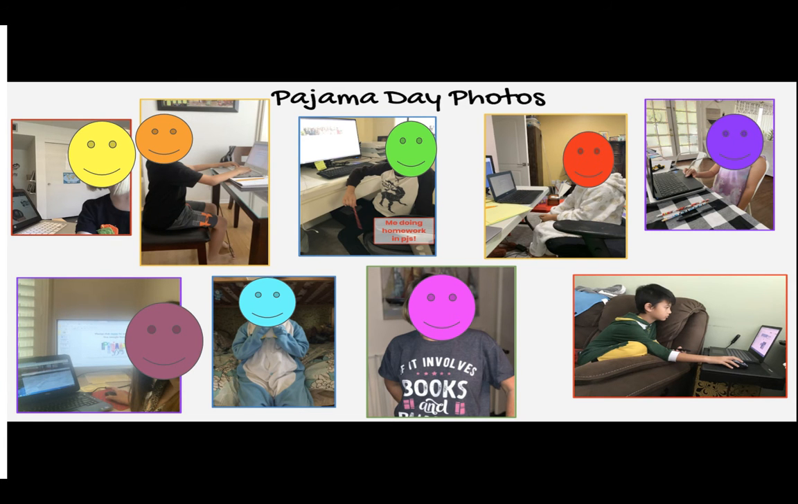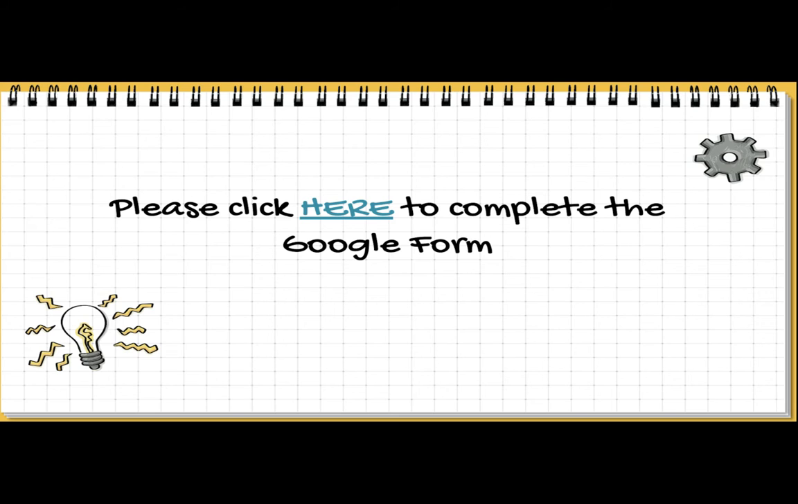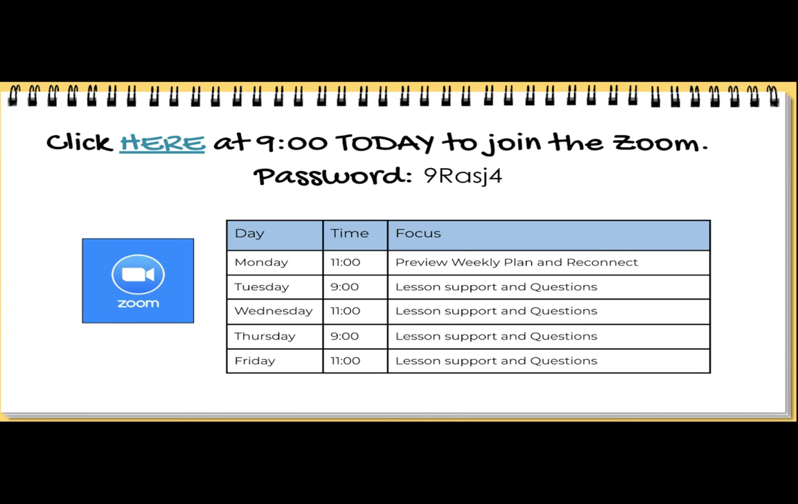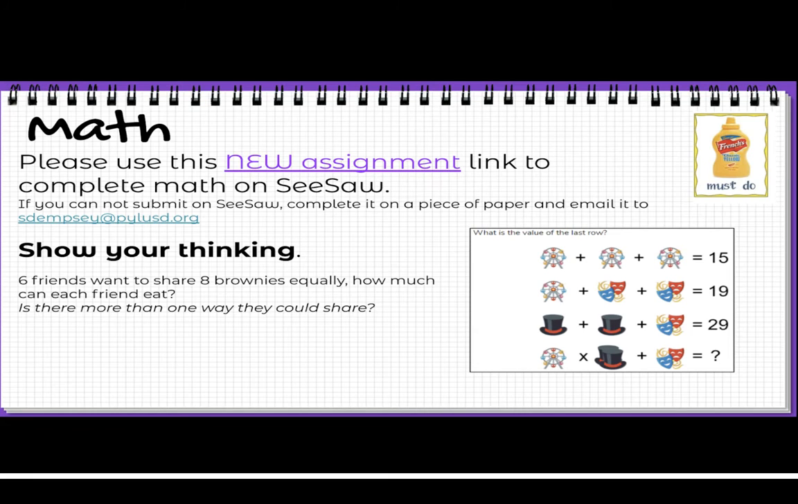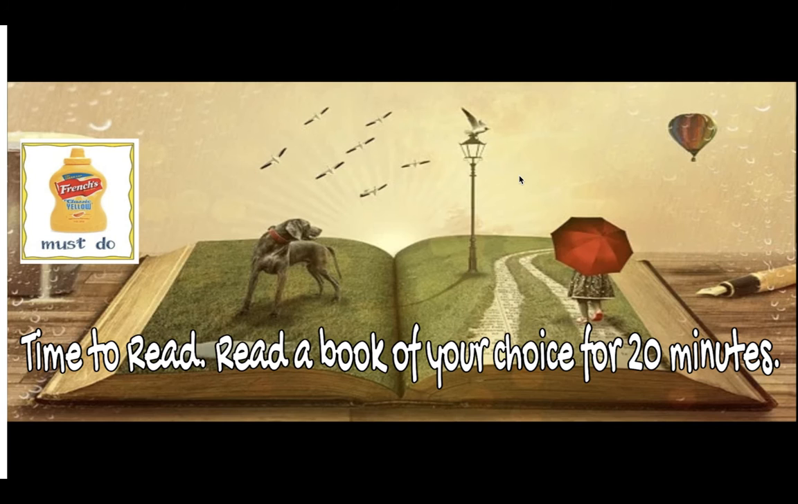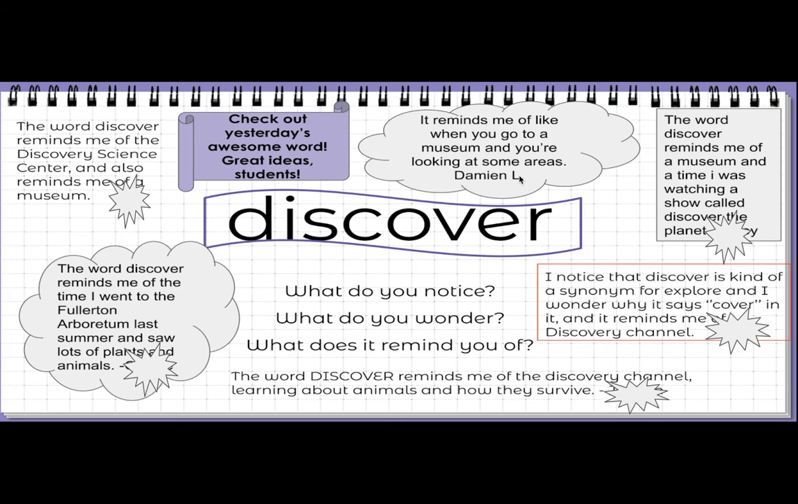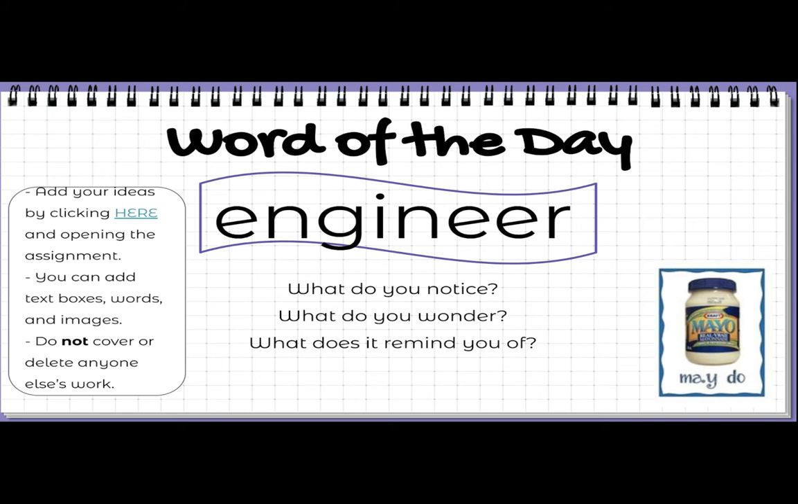They even have themes like pajama day, and they have links, and they have schedules of where they're going to meet for Zoom. They already know specifically ahead of time what has to be done, and I'm noticing that they're putting little icons on things that must be done. And they just have a lot of things for kids to do.